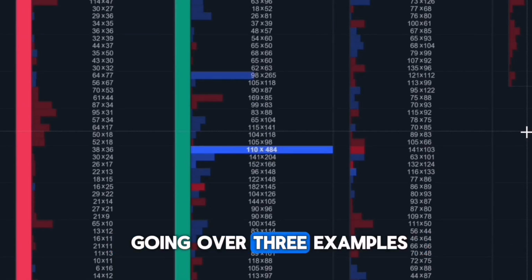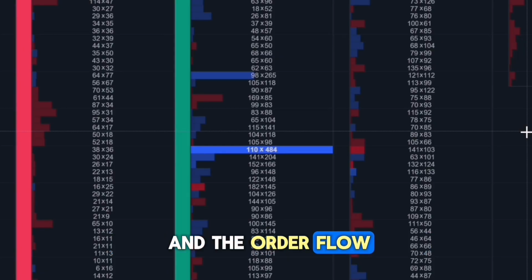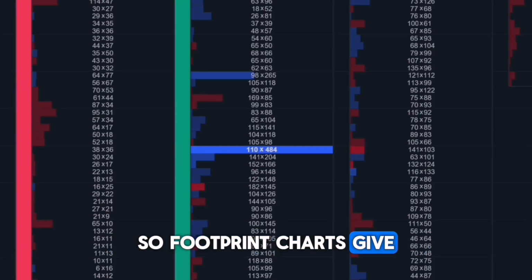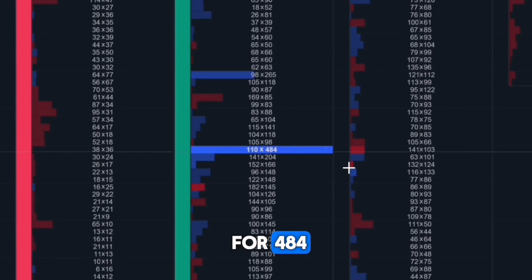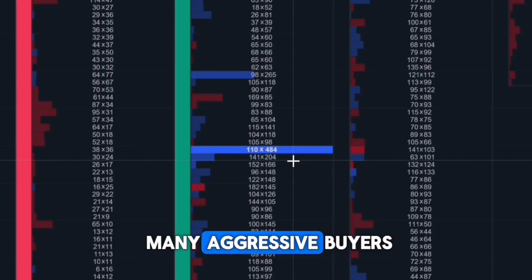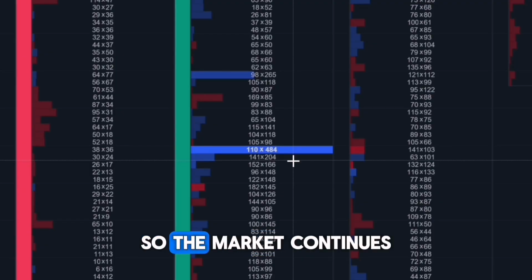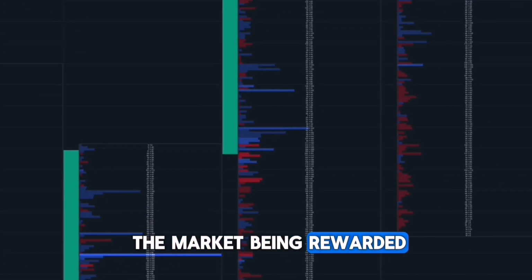I'm going to be going over 3 examples of how you can interpret the footprint charts and the order flow charts. Footprint charts give you the order flow. And this here represents 110 for 484. That means there are roughly 4 times as many aggressive buyers as sellers. So the market continues to move up. We can see the market being rewarded at this area.